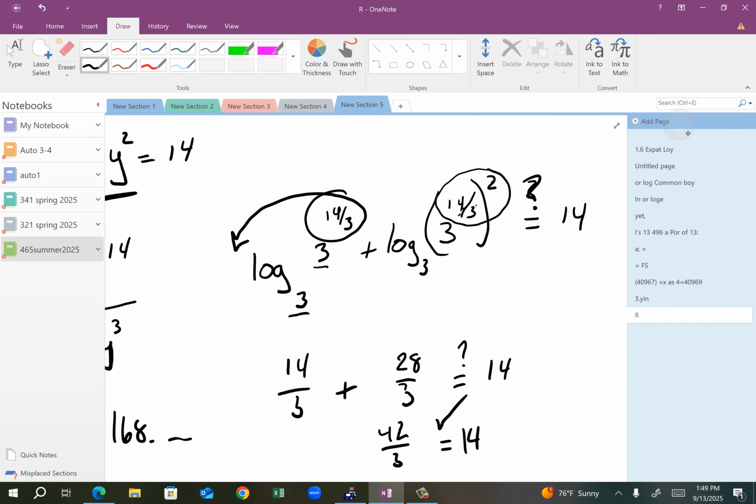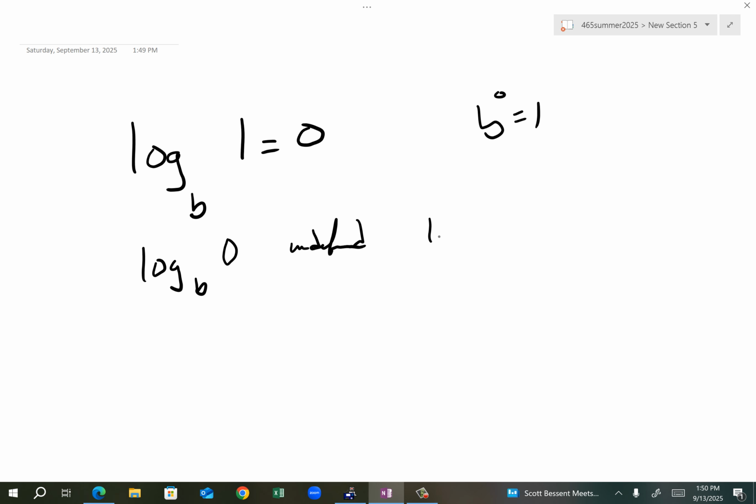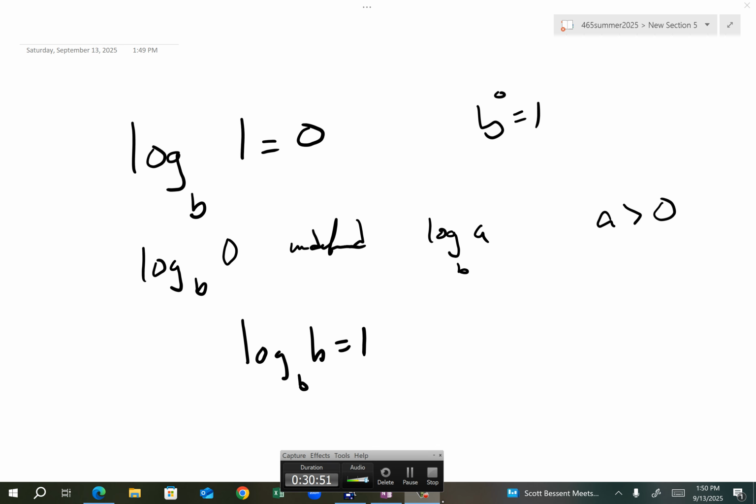Okay? A couple things just to review quickly. The log base anything of 1 is 0 because b to the 0 is equal to 1. The log base b of 0 is undefined, of course. The log base b of a had better be bigger than 0. Period. We're screwed otherwise. The log base b of b, of course, is 1. It's that easy because why? Well, b to the first power is b. That's what I got for that. There you go.